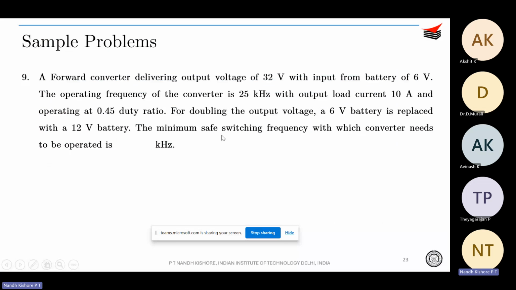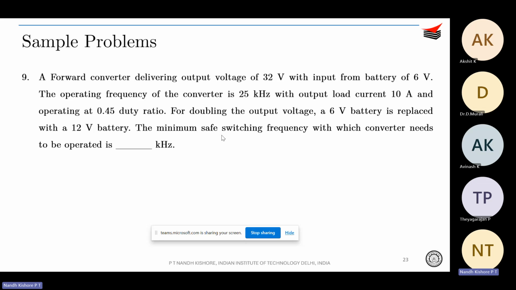A forward converter delivering output voltage of 32 volts with input from battery of 6 volts. So that's a forward converter. You have V naught is 32 and input is 6 volts. The operating frequency of the converter is 25 kilohertz and the output load current is 10 ampere, operating at 0.45 duty ratio. For doubling the output voltage, a 6-volt battery is replaced with a 12-volt battery. So basically your V in has been replaced from 6 volts to 12 volts. The minimum safe switching frequency with which converter needs to be operated is dash kilohertz.